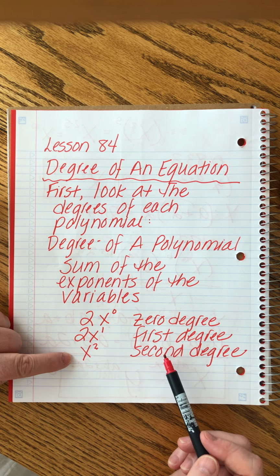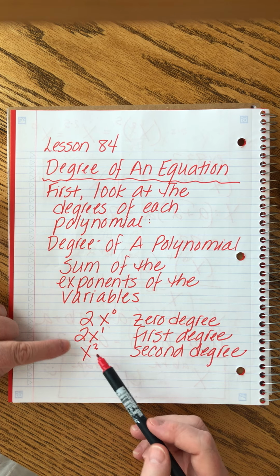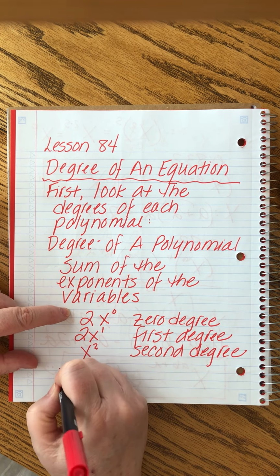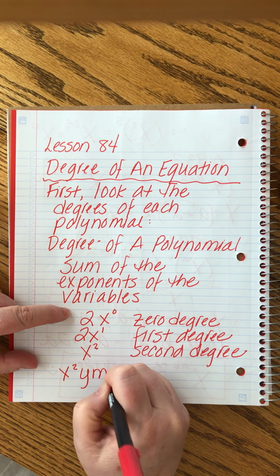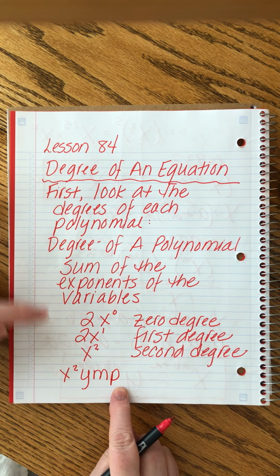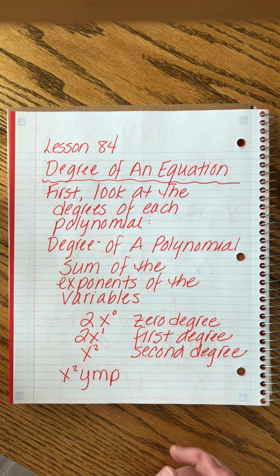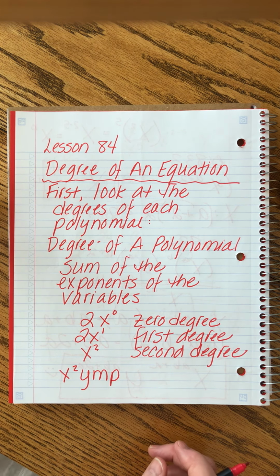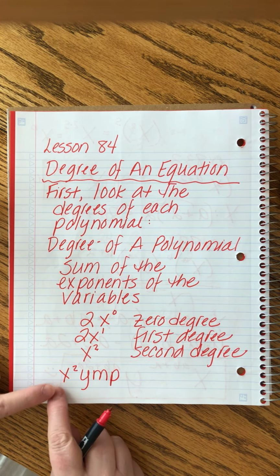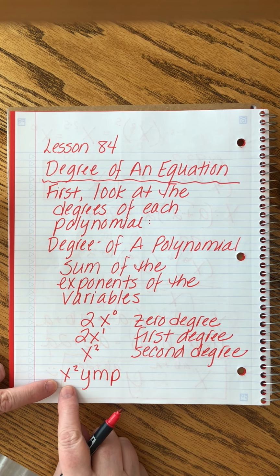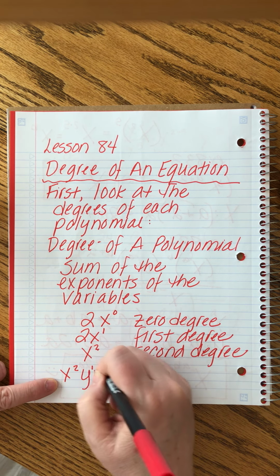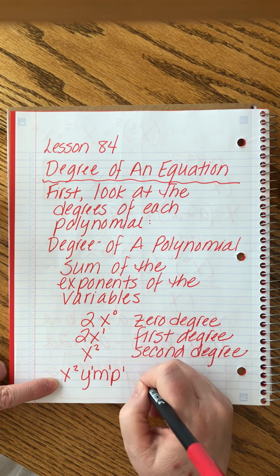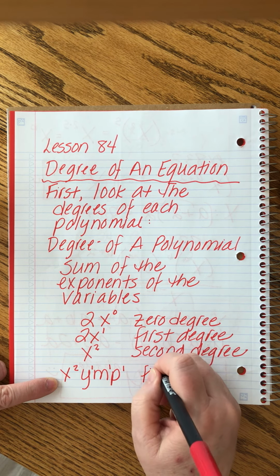Where this gets tricky is if we have more than one variable. Say we have x squared y to a power. That's our polynomial in our equation. Remember, polynomial is just like a random name for algebraic chunks. This is not a second degree because we've got to count the degrees of each one of these. So we put the invisible ones in. This we find out is actually a 5th degree.